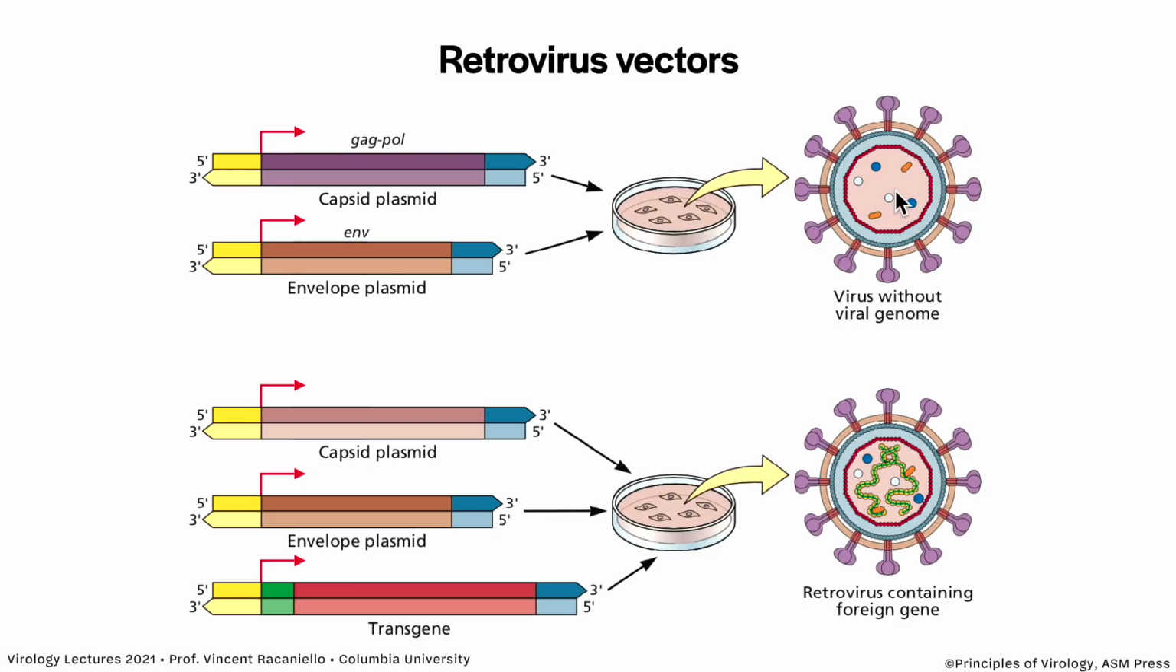If you want to put something in the particle, you can then add a third plasmid with your transgene on it and a promoter, of course. And you need to have the packaging sequences, right, to get that packaged. And then you will get a retrovirus containing the foreign gene. So again, this is based on fundamental research that people did, saying, what do we need to make a particle? What do we need to get the genome in it?